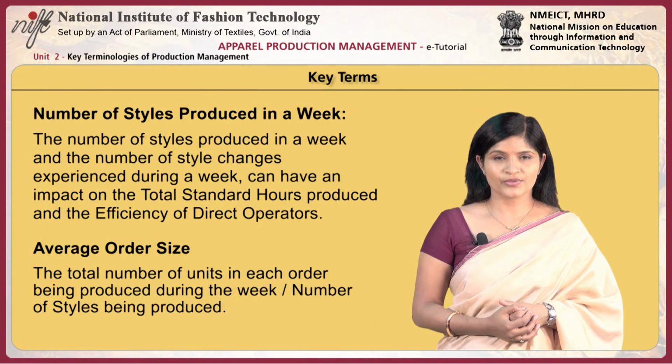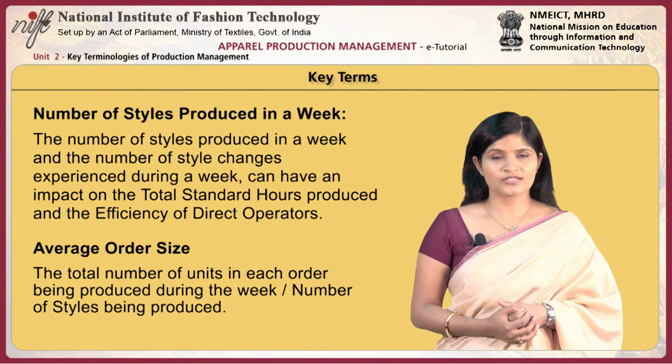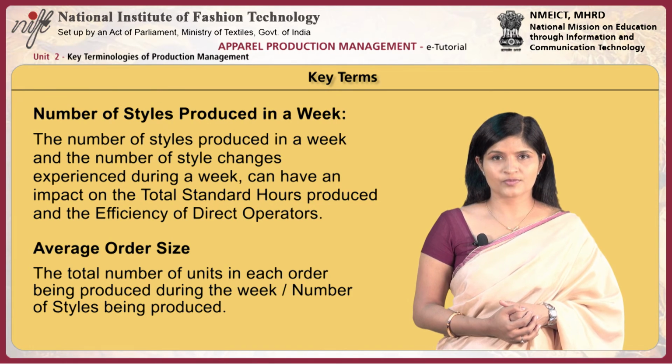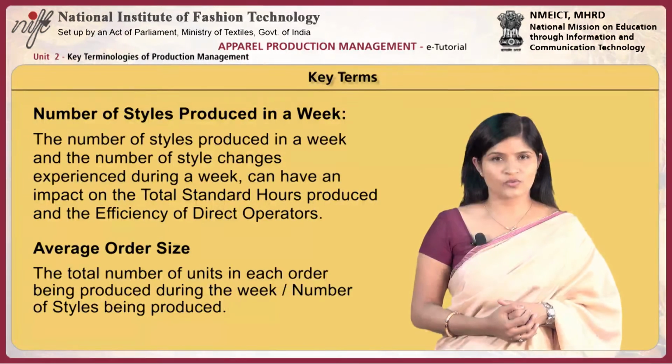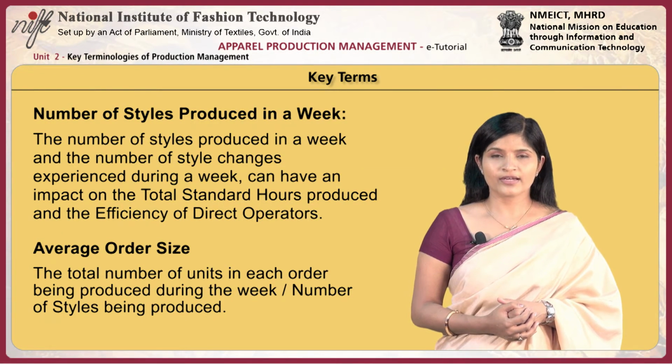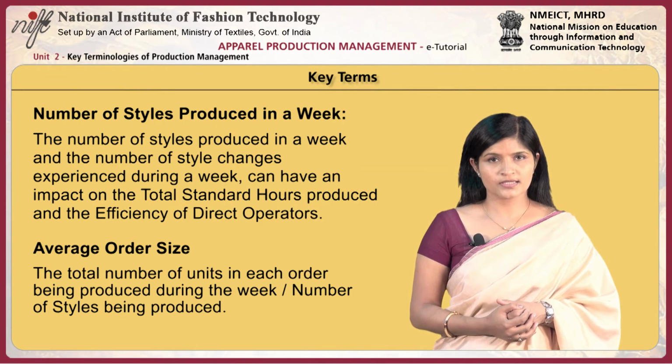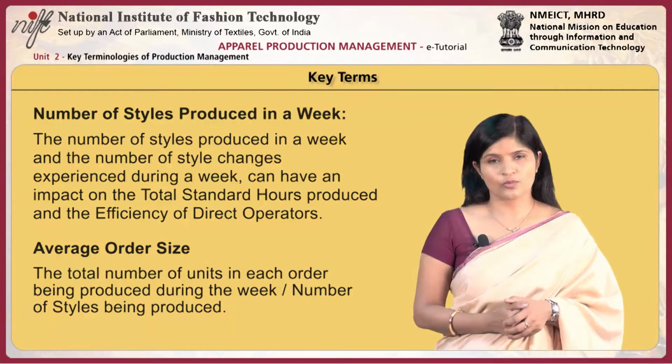Number of styles produced in a week. The number of style changes experienced during the week can have an impact on the total standard hours produced and the efficiency of direct operators. Average order size is equal to number of units in each order being produced during the week divided by number of styles being produced. The trend is for an increasing number of orders with smaller quantities, and like the number of styles, it can affect the total standard hours produced and the efficiency of the direct operators.